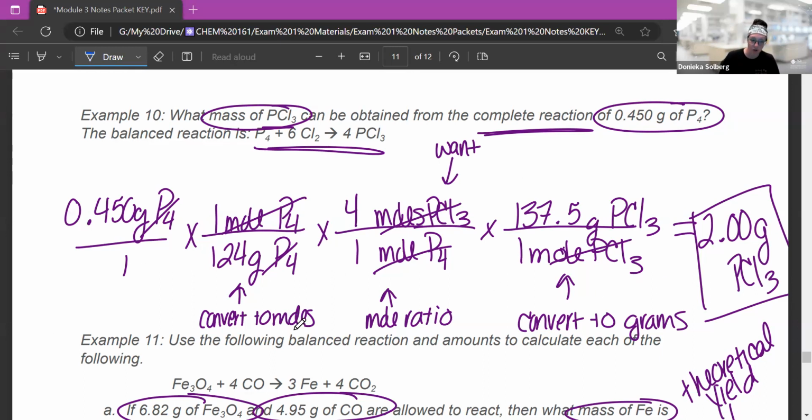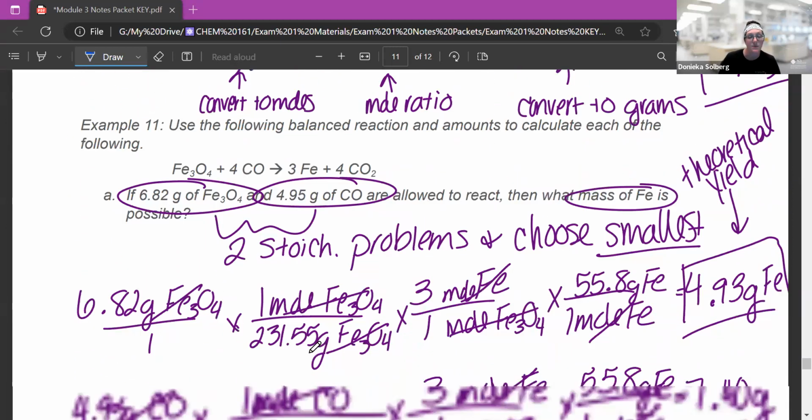It's always going to be convert to moles, mole ratio, which is wanted over given from the balanced equation, and convert to grams. Okay, so now I'm going to have you calculate a couple of things. If you want to try example number 11 by yourself and then have me explain it, go ahead.